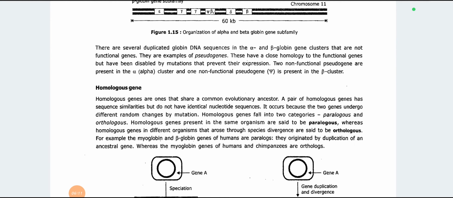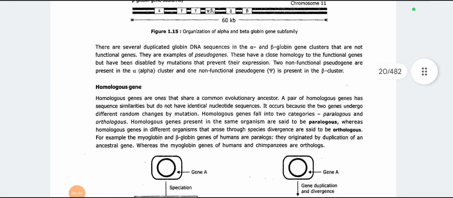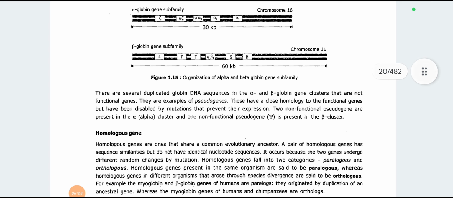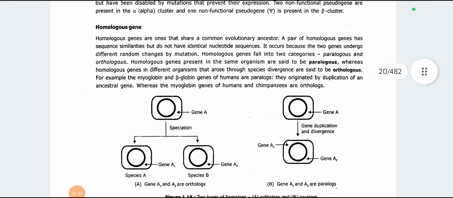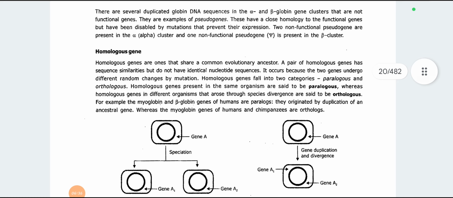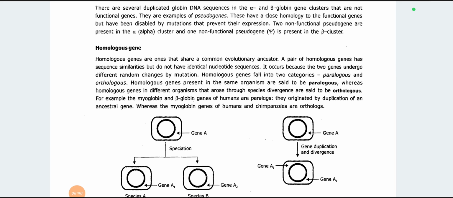They are examples of pseudogenes, and they have close homology to the functional genes but have been disabled by mutation so that they are not expressed. 2 pseudogenes are present in the alpha cluster and 1 pseudogene is present in the beta cluster. You can see the psi, 2 pseudo in alpha and 1 pseudo in beta. These are pseudogenes which do not express but are present and are similar to the functional genes.